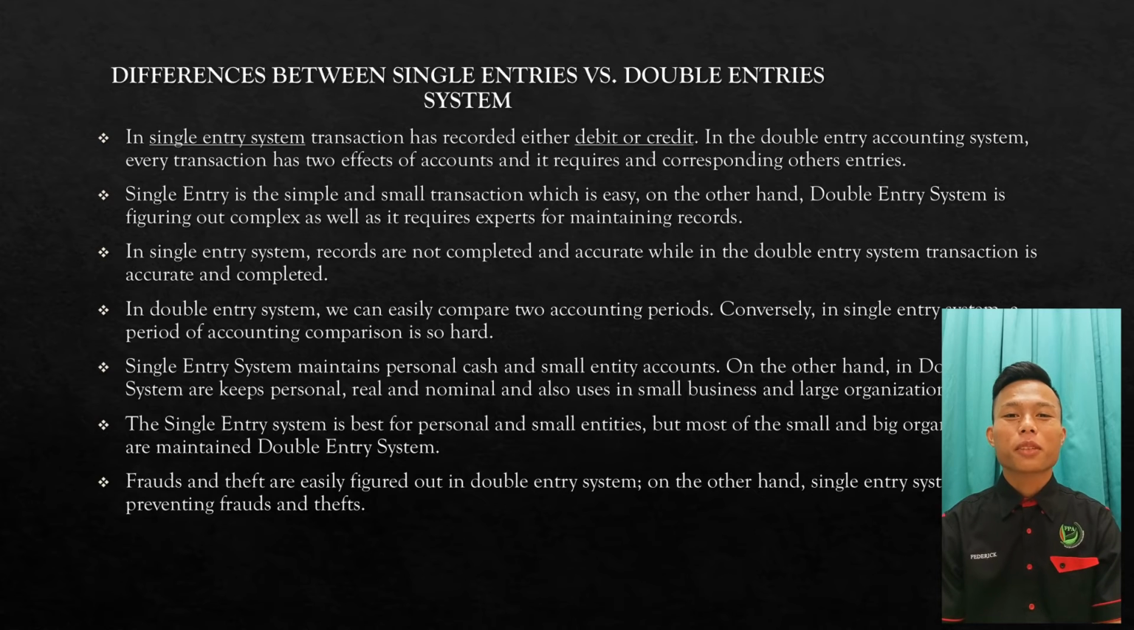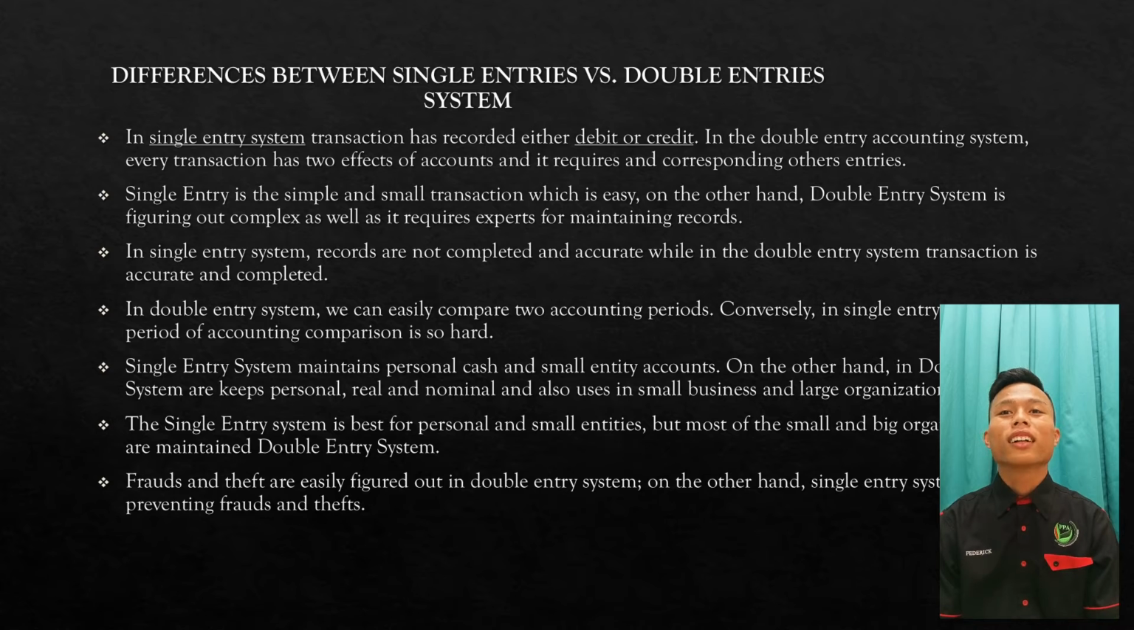Hi sir, my name is Frederick Brand and I'm Nicholas Randy. I'm from class 81105C. I'm continuing the presentation, which is differences between single entry and double entry systems. In single entry system, a transaction is recorded as either debit or credit. In the double entry accounting system, every transaction has two effects on accounts and requires corresponding other entries. Single entry is for simple and small transactions, which is easy. On the other hand, double entry system is more complex and requires experts for maintaining records.